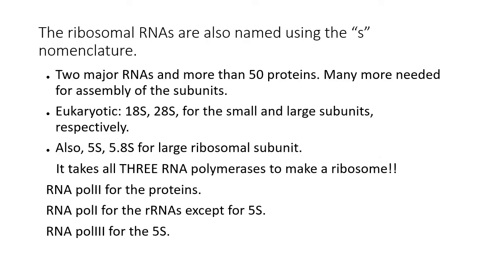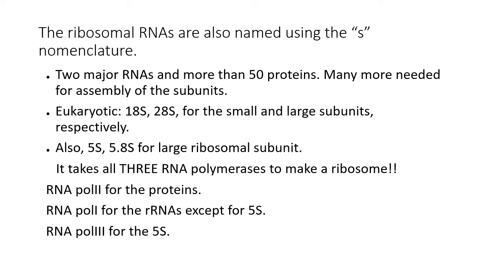Okay, the same is true of the ribosomal RNAs, that they are named according to their sedimentation values. So for eukaryotes, the smaller subunit has one RNA that's 18S, and then the large RNA for the large subunit is 28S. The large ribosomal subunit also has the 5S and the 5.8S. Okay, so that's just a matter of convention. That's how we describe them.